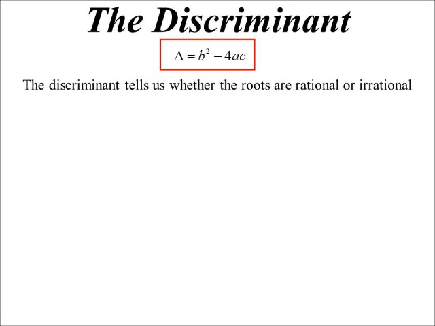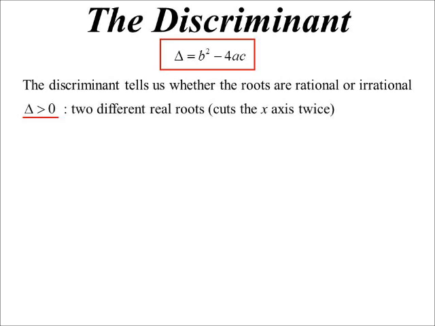Let's have a little bit of a chat about the discriminant. As I mentioned before, it's that bit under the square root sign in the quadratic formula, b squared minus 4ac. And that can tell us a lot of things. It can tell us whether the roots are going to be rational or irrational. If the discriminant is greater than 0, so if it's positive, then we know that there's going to be two different real roots. As far as the picture goes, that means it'll cut the x-axis twice.